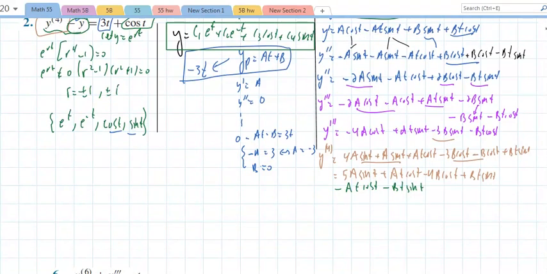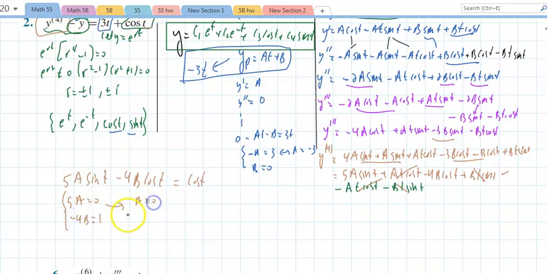So let me see what we have. We're looking at the brown is right there. Does that combine in any way? Those two cancel out. Very good. And those two cancel out. I'm left with 5a the sine of t minus 4b the cosine of t, and that should equal the cosine of t, right there. So 5a must equal 0, and negative 4b must be a 1. That means a is 0, and b is negative 1/4.